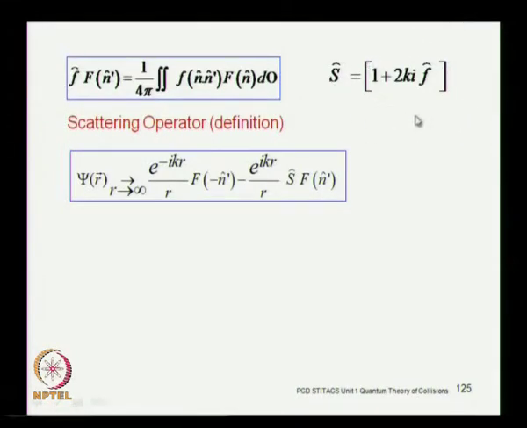So the expression for the scattering operator that we used in our previous class is this, that the scattering operator was defined as 1 plus 2 ki times the operator f, where f was defined through this relation. It operates on a function of a direction. Okay, n prime is a direction unit vector. It picks a certain direction in space and you generate this integral from this operation. So that is the definition of the f operator.